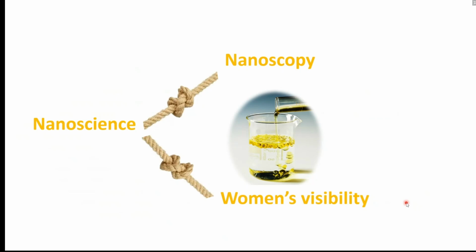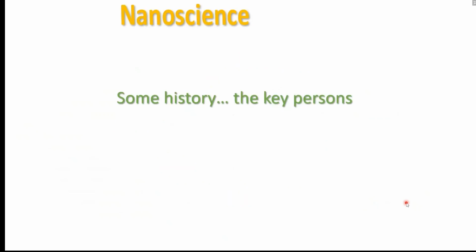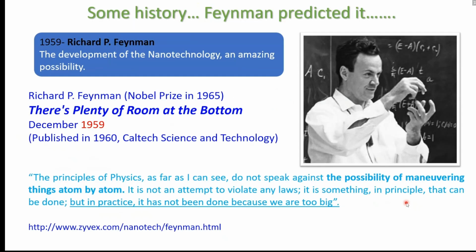For that, let me explain a little bit the history of nanoscience and nanotechnology, just focusing on some key persons in this topic. We have to start with Feynman, who predicted that in principle there are no physical reasons that prevent managing materials at the atomic scale. And he mentioned that it's a problem of how we can develop the tools to manage these materials at the local scale.